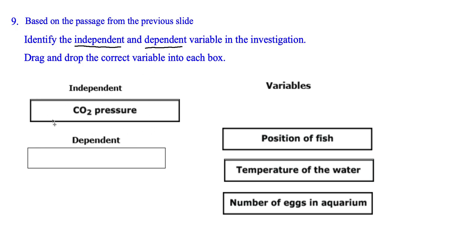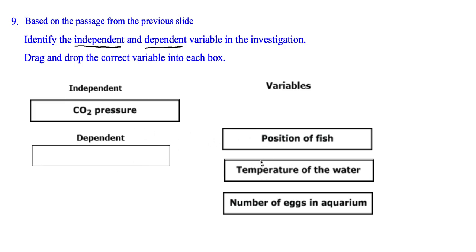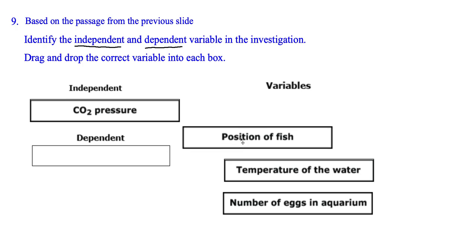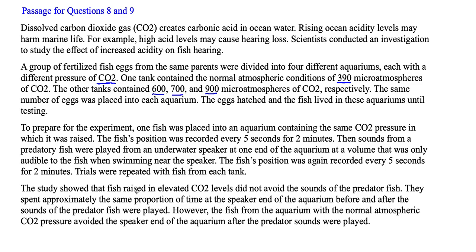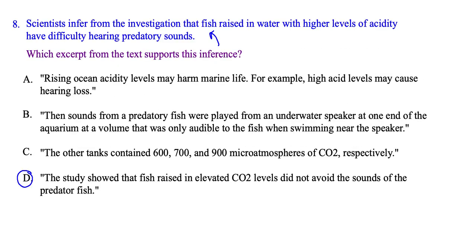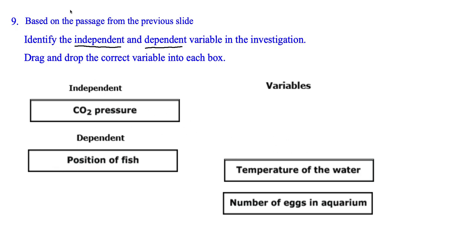Now, as a result of that, what happened? That's the dependent. What was the ending result of us changing this? When I changed this, what happened at the end of the experiment? Well, if you go back, the temperature didn't change, and the number of eggs in the aquarium didn't change. The position of the fish changed. So that was the ending result. That would be the dependent variable, and I would drag them in there. You can go back here and see that the position of the fish was changed. That was the result of manipulating the CO2 levels. All right, there will be a question like this, so I hope that made sense.